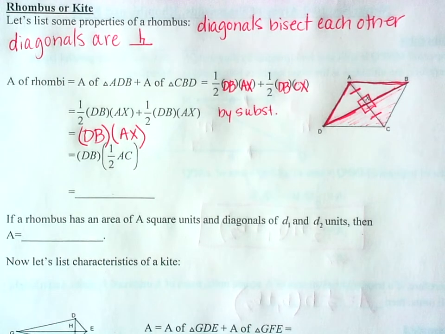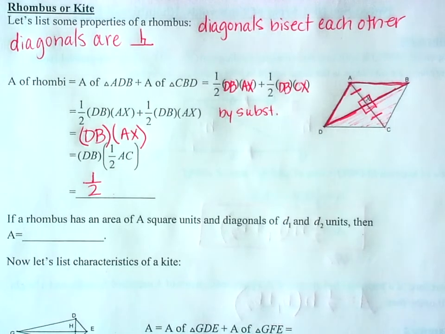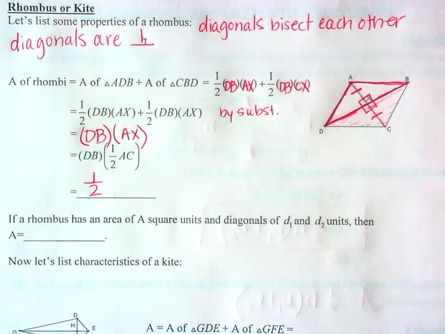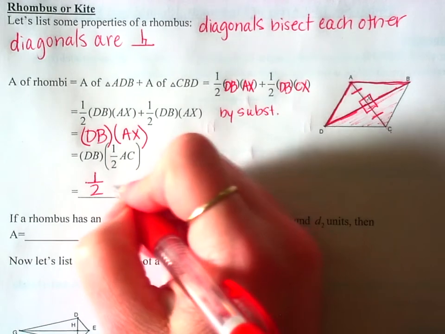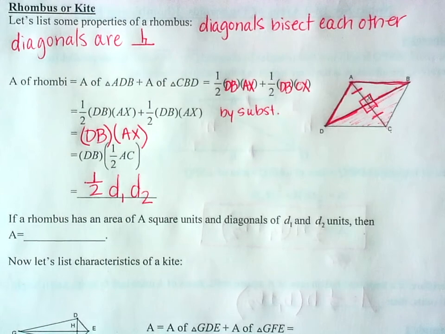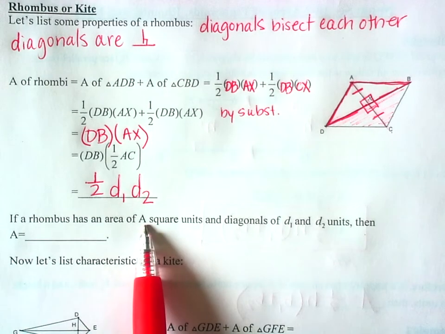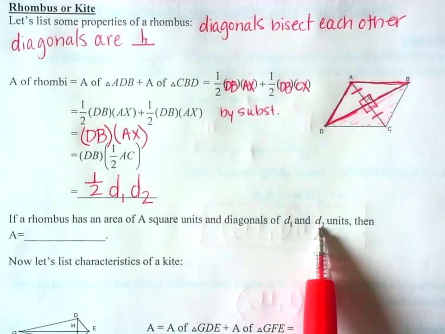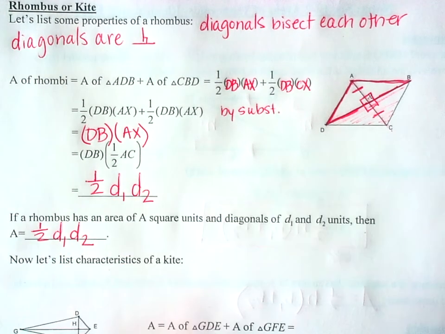Okay, and then I'm going to say, okay, what is DB, what is AC? I have the 1/2, I'm going to put that out front. And then I notice that DB is a diagonal, and AC is also a diagonal. So really what I'm doing is I'm taking 1/2, and I'm multiplying it by the two diagonals. So diagonal 1 times diagonal 2. So that is the formula for the area of a rhombus, and we can always use that from here on out. So if you have a rhombus, and A stands for the area of the shape, D1 stands for a diagonal, D2 stands for the other diagonal, then our area is always equal to 1/2 times D1 times D2.